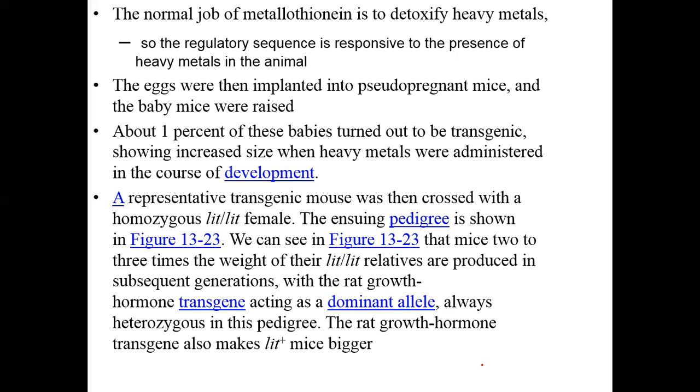Then the pedigree is shown. It can be seen in the figure that mice 2 to 3 times the weight of their little relatives are produced in subsequent generations, with the rat growth hormone acting as a dominant allele, always heterozygous in this pedigree. The rat growth hormone transgene also makes the positive mice bigger.